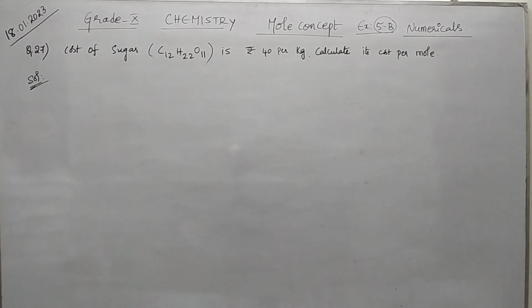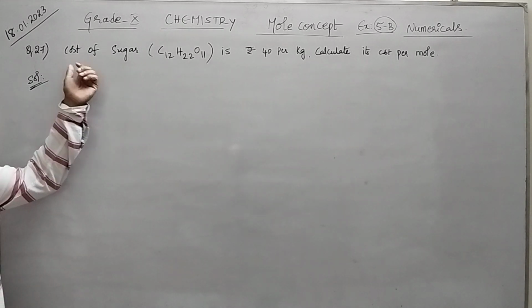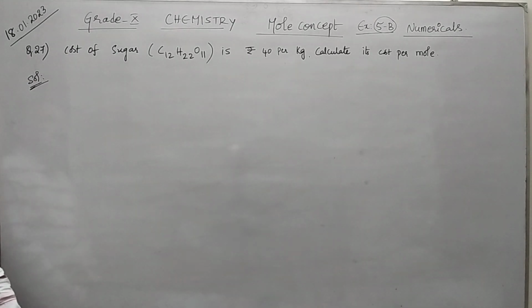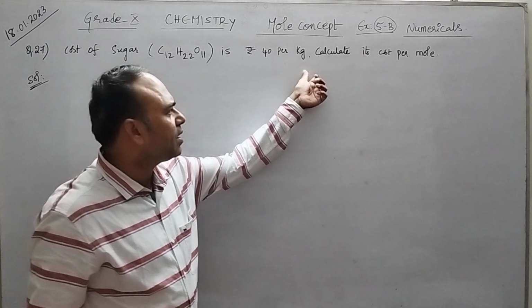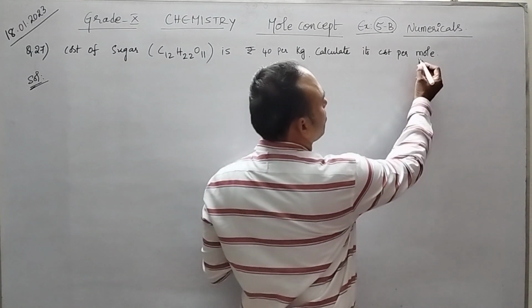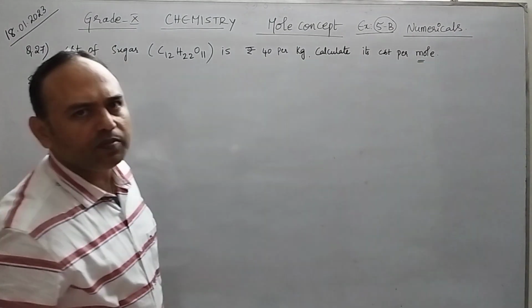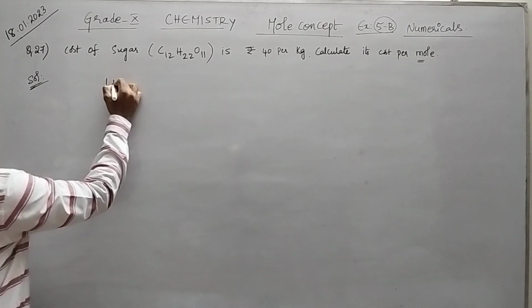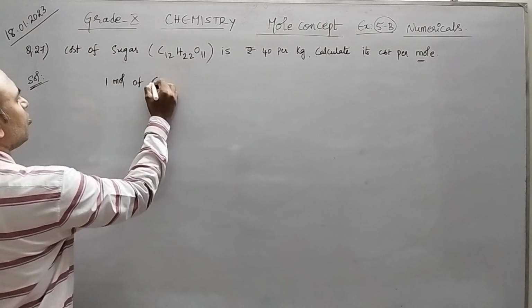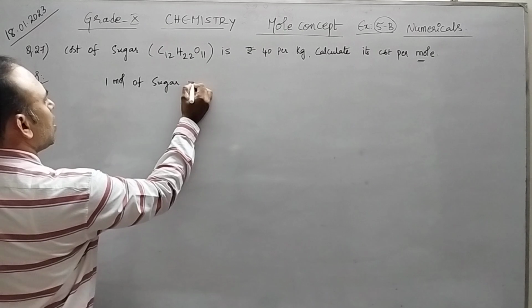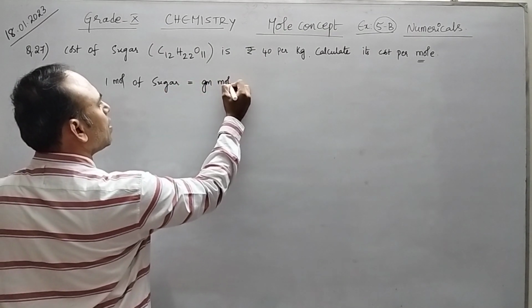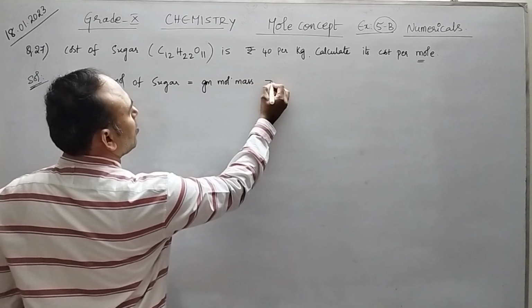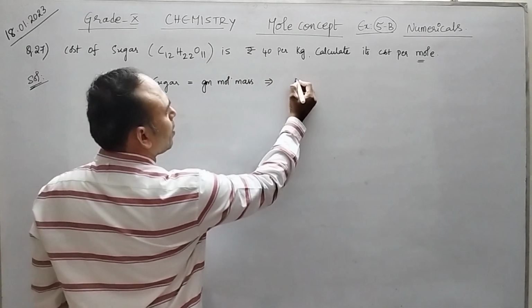Next question, they have given cane sugar, C12H22O11, and the cost of cane sugar is 40 rupees per kg. They are asking what is the cost per 1 mole. See what will be 1 mole here. You know that 1 mole of sugar is nothing but its gram molecular mass. How do you calculate this?